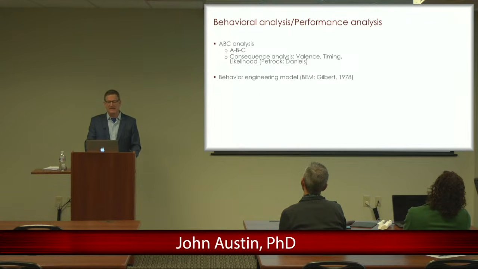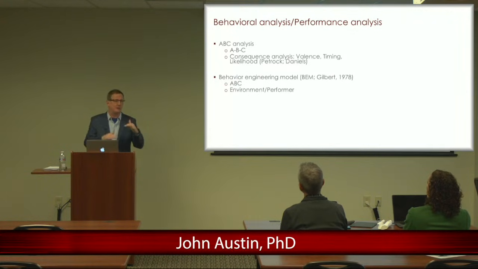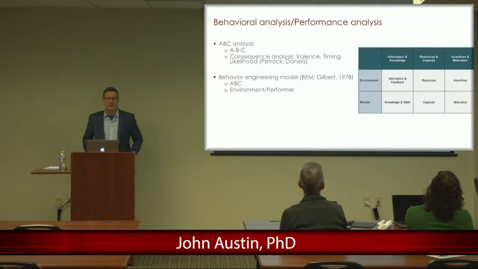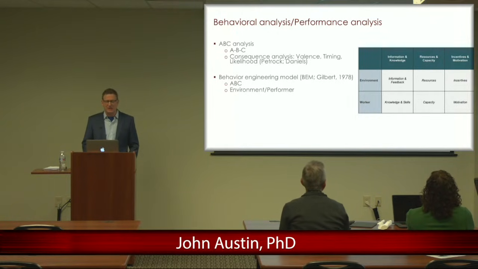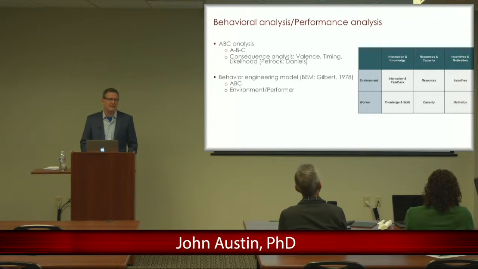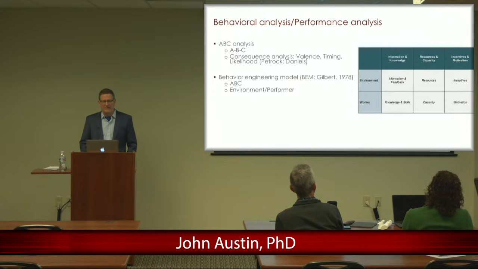which I think is somewhat less popular, but is still widely used in certain areas. It really took the ABC model and did the ABC model at two levels, the environment level and the performer level. So if you wanted to think about this, you could take any given performance and ask questions in a variety of these boxes that occur from this 2x3 matrix, right? So environment, information and knowledge in the environment might be questions you'd ask about information and feedback, like is the performer getting adequate information? Are they getting adequate feedback before the task?